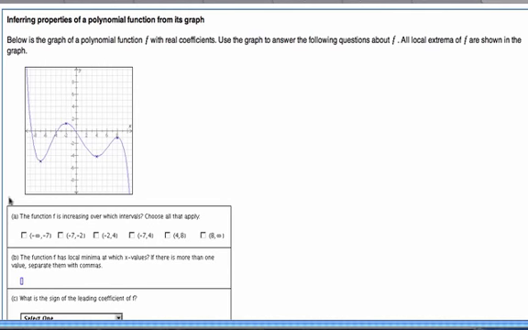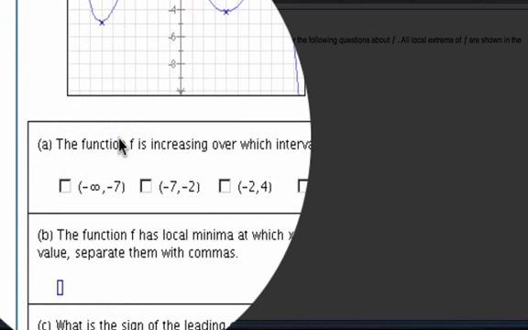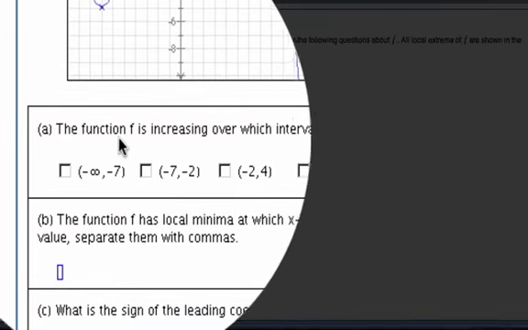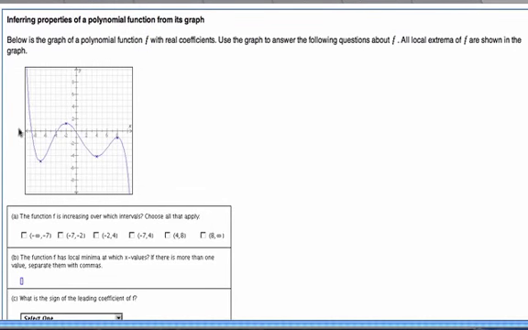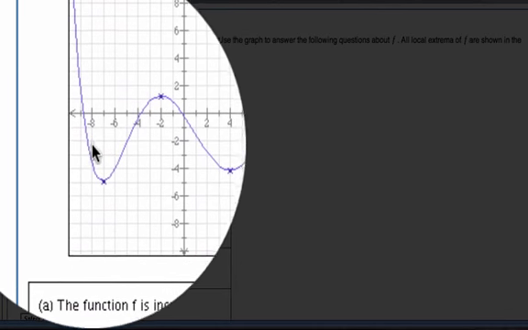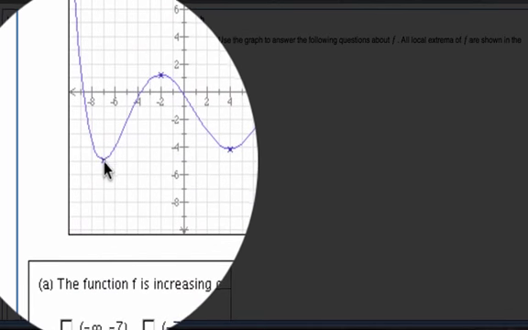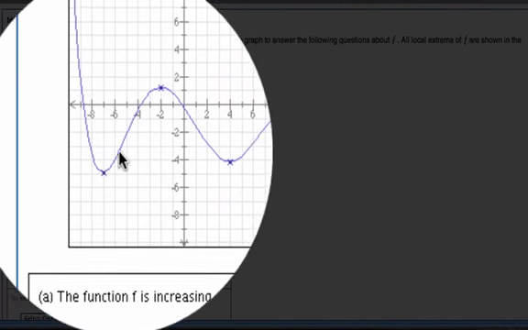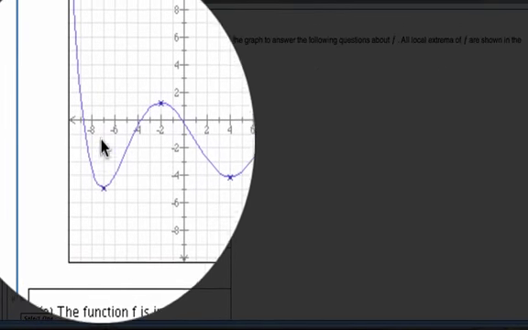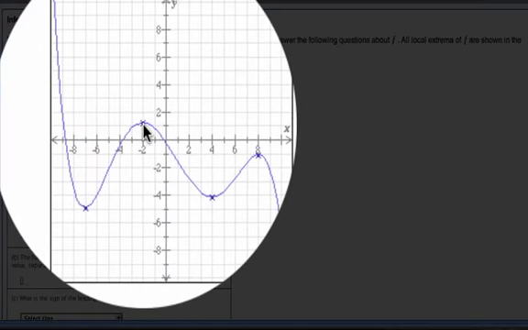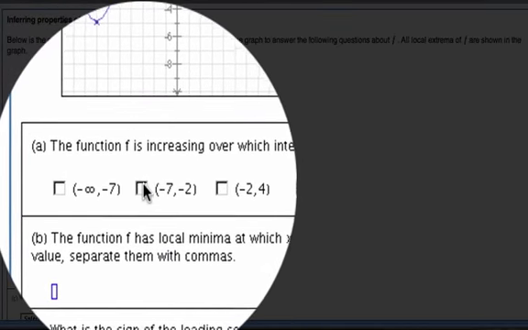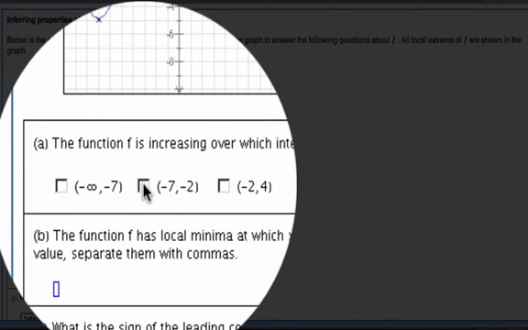Okay, so one of the things it's talking about is increasing. It might ask if the function f is increasing over which intervals. These are going to be your x values here, so you're looking from left to right. You can see from negative infinity all the way until x is -7, the graph is decreasing. So that's not an increasing interval, but the next interval, from x is -7 up until x is -2, is increasing. So you'd click -7 to -2 as part of your answer.